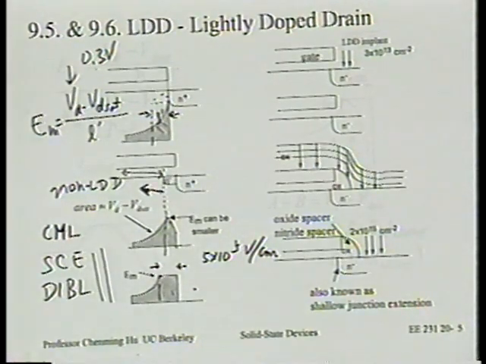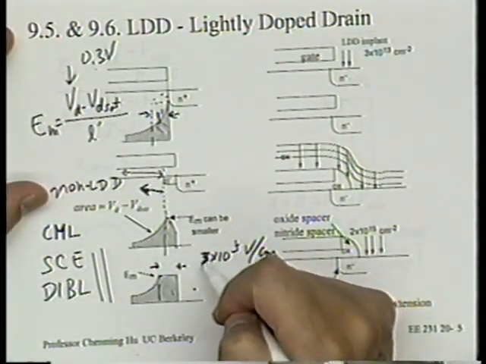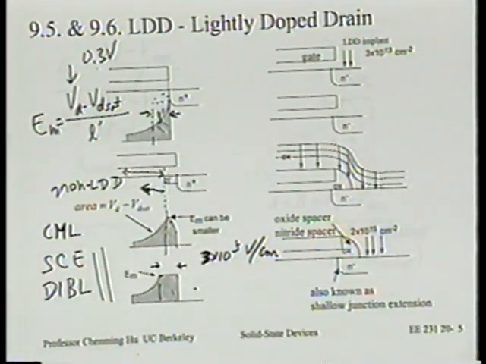Okay? Maybe I used 3. I don't remember. I'm sorry. I used 3, I think. 3 or 4. Sorry, I was wrong. I think I used 3 or 4. All right? You can always change the number. And I used 0.3 volt as an example.